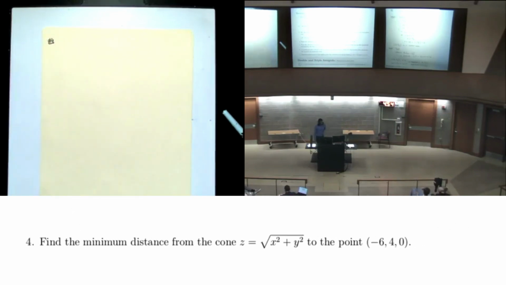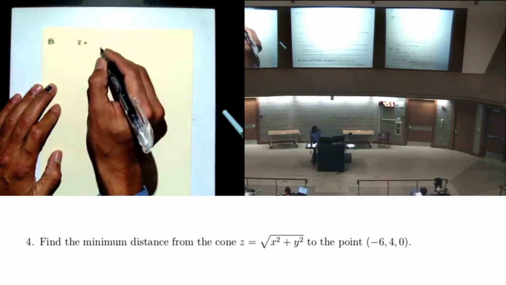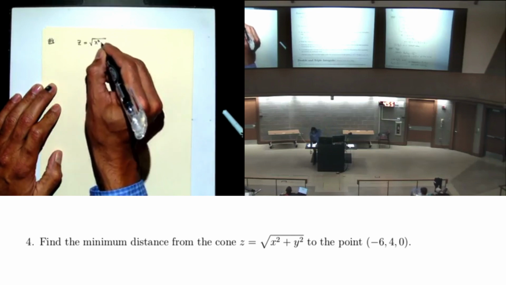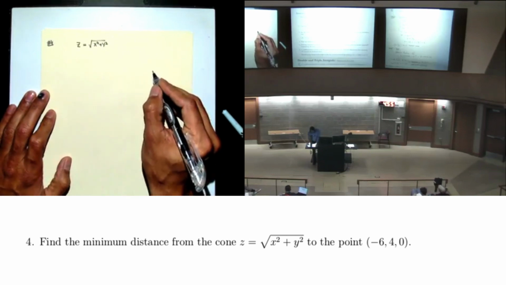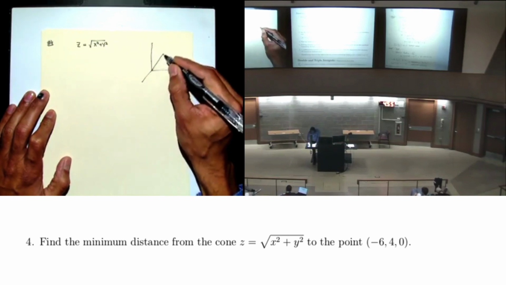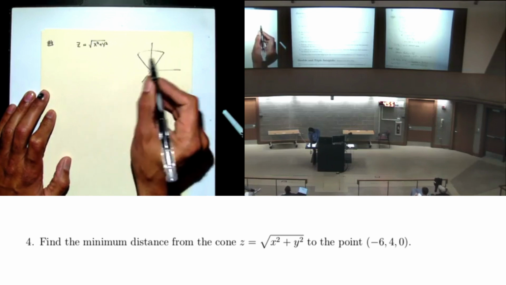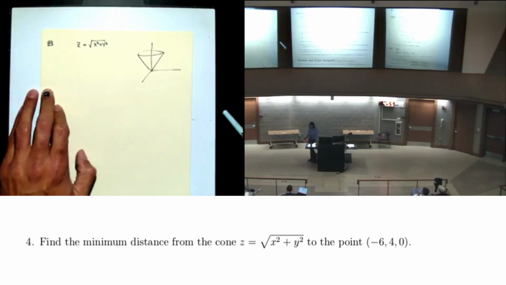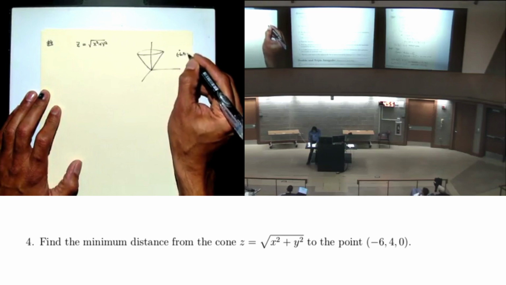Yes, there is going to be one question which is going to be similar to number 4. Find the maximum distance from the cone. This is a cone, z is equal to the square root of x square plus y square. Let me try to draw something. I'm very good at drawing. Let's see. Oh my God. Oh yeah, we're successfully able to draw a cone. And there is a point, somewhere there is a point at -6, 4, and 0.